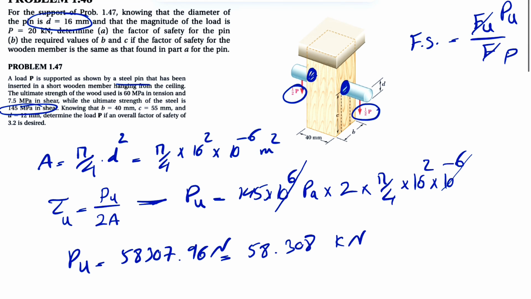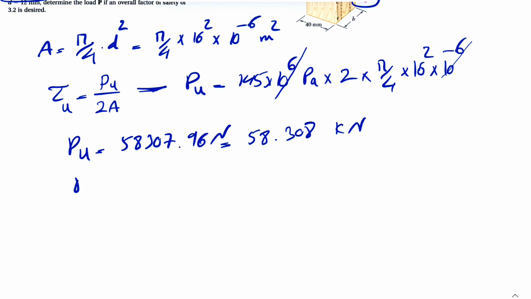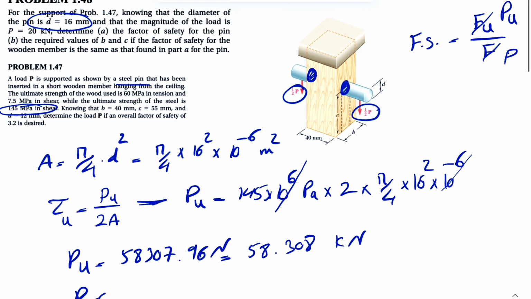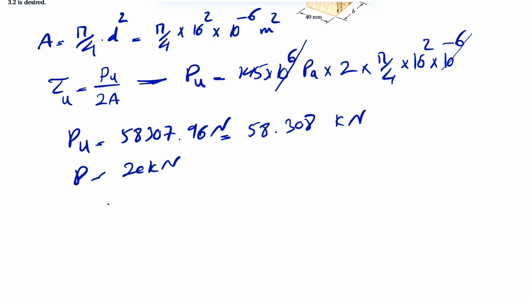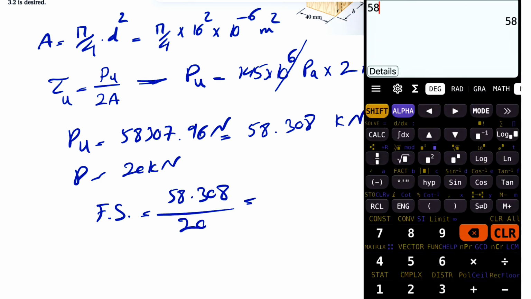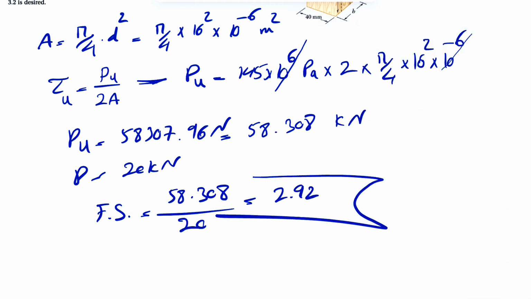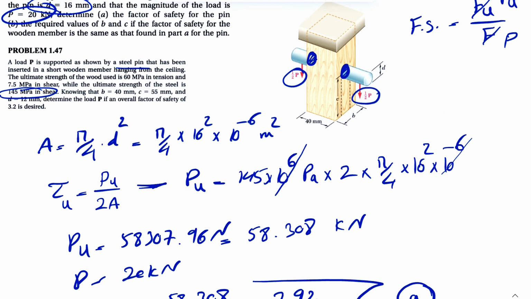So factor of safety is the formula that we have in here. We already know that our P is from the question. If we get back in here, our P is 20 kilonewton. So the factor of safety in here would be 58.308 divided by 20. That's going to give us 2.92 as our factor of safety. So that was the A part of the question. And based on this factor of safety, we have to find the dimensions in the wood part.